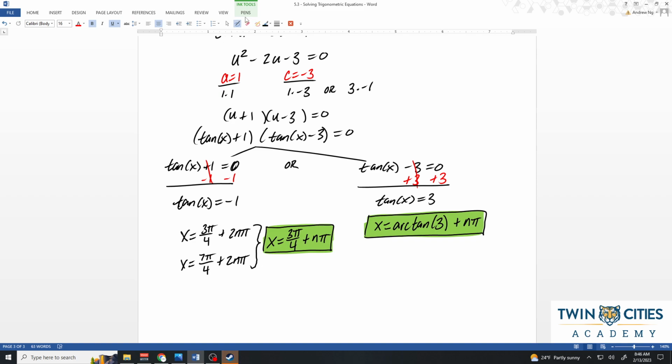You'll have a lot of problems like these on your assignment. Just make sure to refer to your identities, your list of trig identities, and some tools from algebra to help you out in solving for these trigonometric equations.